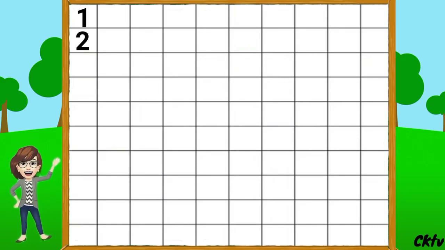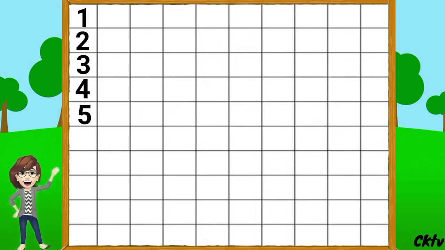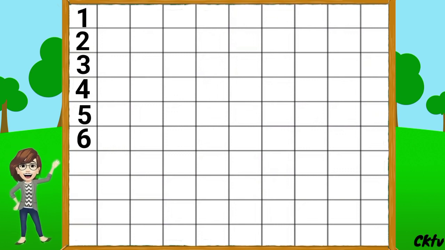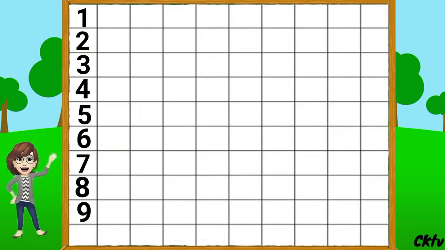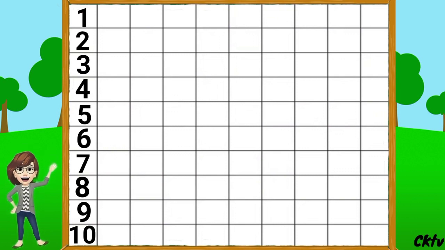1 1 is 1, 1 2 is 2, 1 3 is 3, 1 4 is 4, 1 5 is 5, 1 6 is 6, 1 7 is 7, 1 8 is 8, 1 9 is 9, 1 10 is 10. Table of 2.